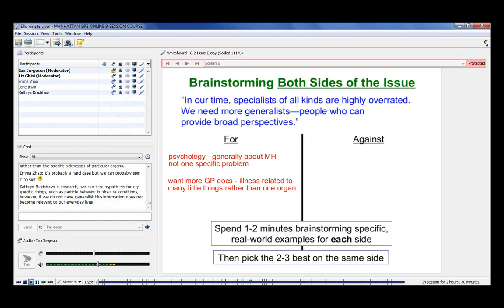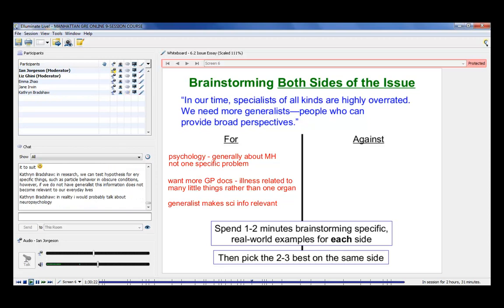Okay. So Catherine's saying in research we can test hypotheses for very specific things. However, if we don't have the generalist, I love it, right? The generalist makes scientific info relevant. Okay, and then we would want to give, so my only objection, Catherine, is that this is still a little bit too abstract. I would love a specific example from real life of where a generalist took the specific research and turned it into something useful for everyone.